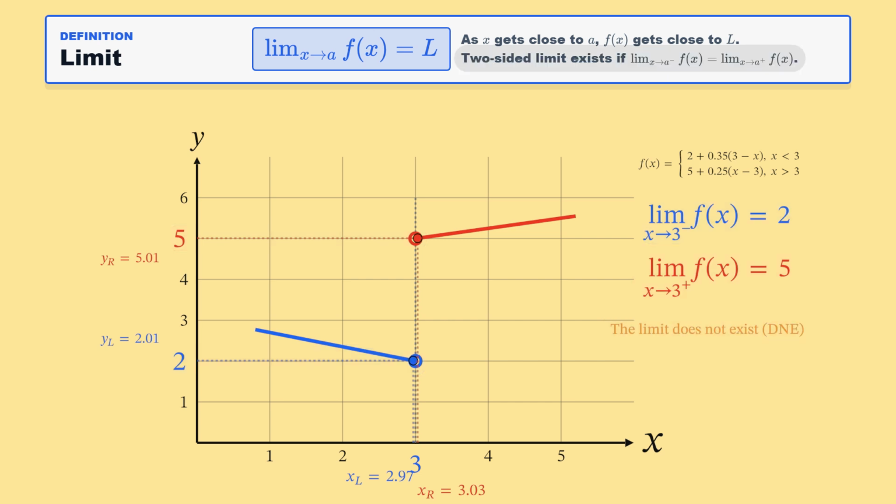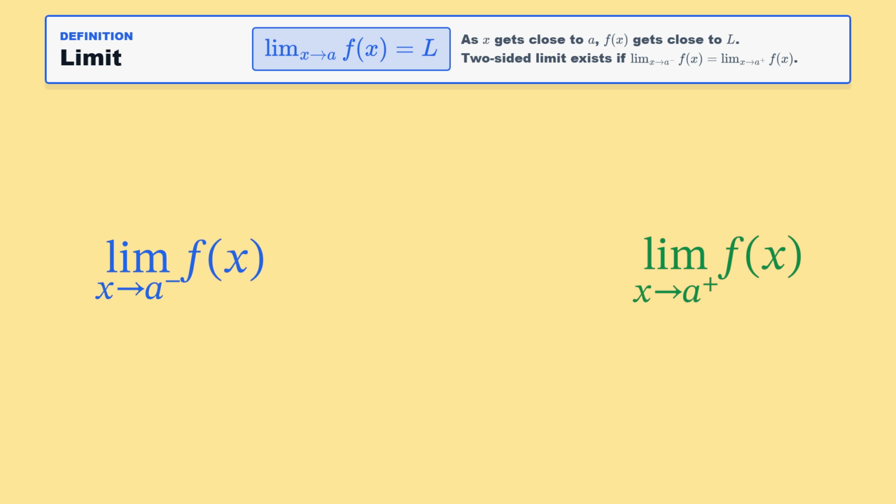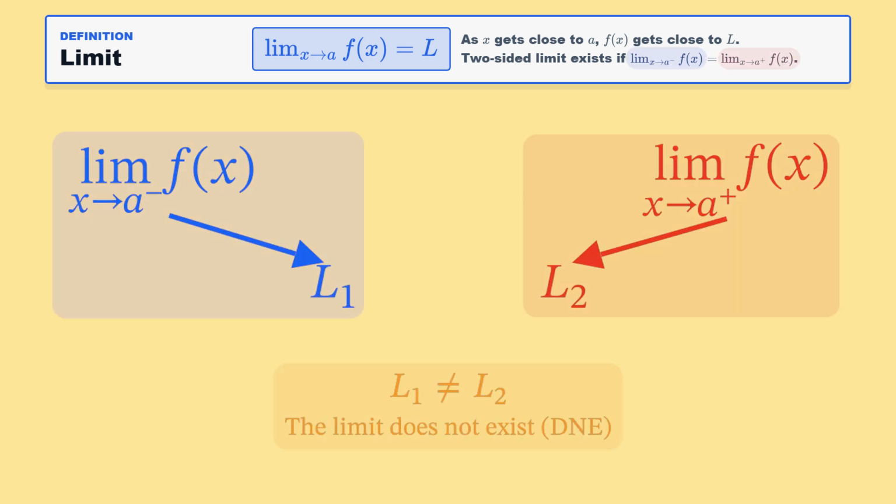In order for the limit to exist, the left-hand limit and the right-hand limit must be equal. Basically, a limit describes the value a function approaches as x approaches a specific number. If the graph approaches the same y value from the left and the right side, the limit exists. If the graph approaches different values from the left and the right side, the limit does not exist.